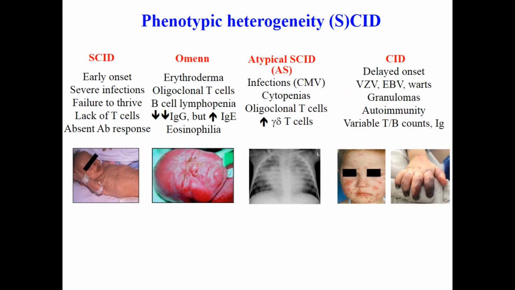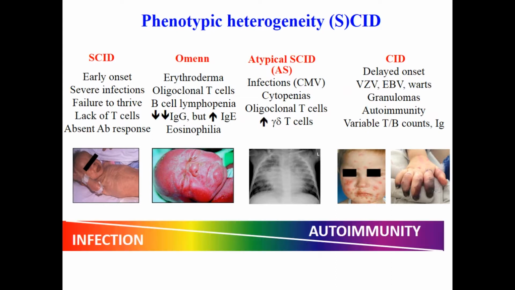So again, we're talking about a spectrum of phenotypes that ranges from the typical forms of SCID on the left to Omenn syndrome, atypical SCID, and CID. The important point I want to make is that this can happen for mutations in the same gene, so different mutations may lead to all of these phenotypes. And the clinical manifestations are different depending on the type of disease or type of the phenotype that you're having.